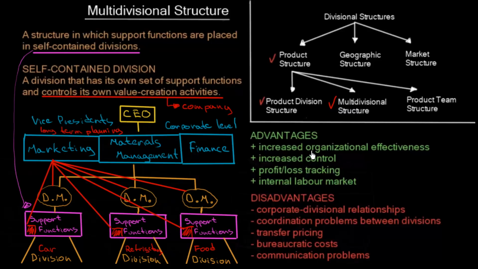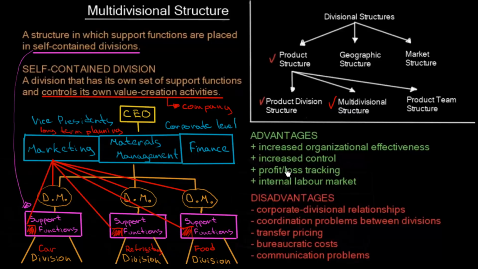So for the advantages, increased organizational effectiveness. Now, this is due to various reasons. You have it thanks to the fact that the support functions are focused only on the particular division. So the marketing guys from this division do not have to care about some refrigerators or foods. And as well, because you have this new level, this corporate level, these vice presidents are going to really increase the effectiveness of your organization. And they are as well going to increase the control because they are going to communicate with the divisional managers.